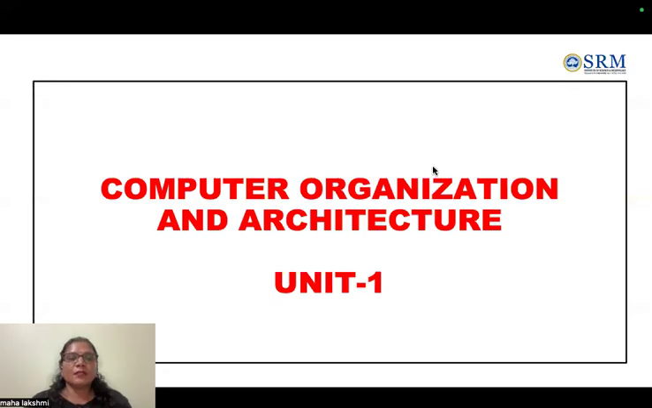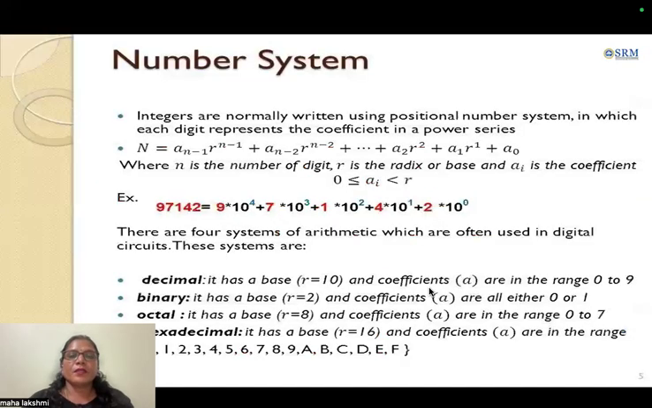Dear all, welcome back to Computer Organization and Architecture class. Today we are going to see the continuation from Unit 1. In Unit 1, we discussed the first topic, the introduction to computer organization and architecture. In today's class, we are going to discuss number systems, followed by the introduction of organization and architecture.